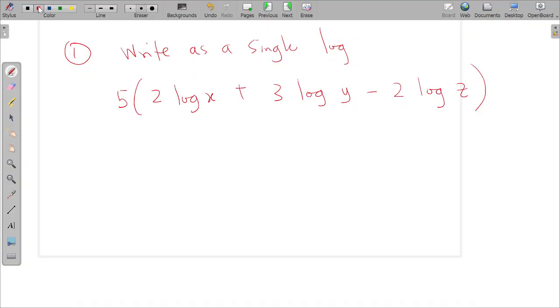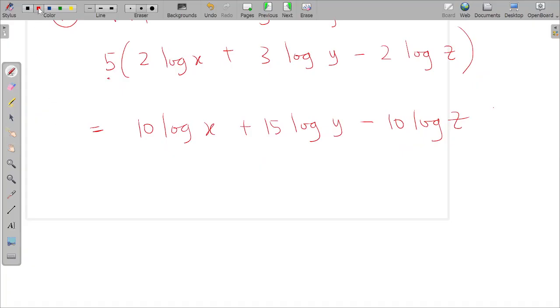First, let's open up the bracket. So we have 10 log x plus 15 log y minus 10 log z. That's using the 5 to open up.